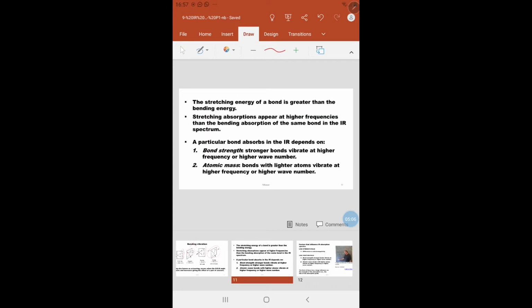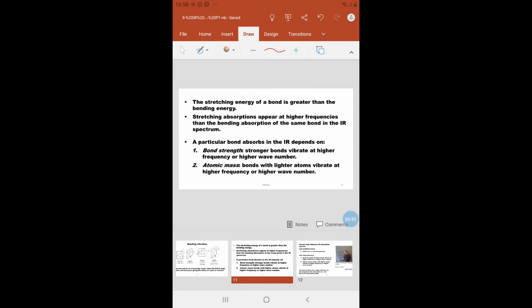Okay, the next thing: this is all regarding the theory of IR. When you look at the correlation chart, you see different frequencies and wave numbers. What influences the frequency or wave number for bonds depends on the bond strength. Bond strength here refers to single bond, double bond and triple bond. Just think for a while: when you have a double bond compared to a single bond, which one will vibrate stronger?